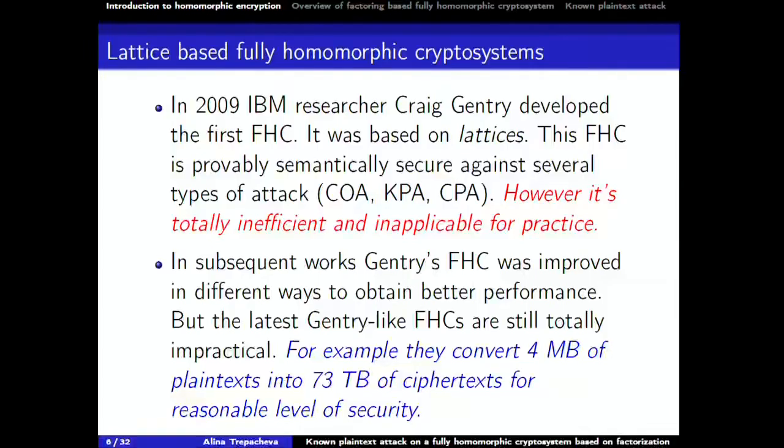Now there is a brief survey of the existing state of affairs in the field of homomorphic cryptography. Till 2009, no fully homomorphic cryptosystem had been proposed, and only in 2009, IBM researcher Craig Gentry proposed the first fully homomorphic cryptosystem. It was based on hard problems in lattices, and this cryptosystem was probably secure against different important types of attacks, but it's totally inefficient and can't be used in real applications. In subsequent works, Gentry and his colleagues improved the original cryptosystem, but still its performance is terrible and it can't be used in practice.